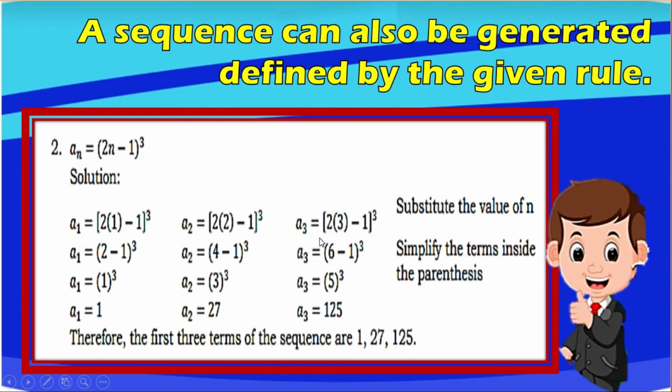A sub 3, substitute the value of n, which is 3. So 2 times 3 equals 6 and then minus 1 and cube. So 6 minus 1 is equal to 5. Cube of 5, it means 5 times 5 times 5, so that is 125. So that would be our a sub 3 or the third term. Therefore, the first 3 terms of the sequence a sub n equals (2n minus 1) cubed are 1, 27, and 125.